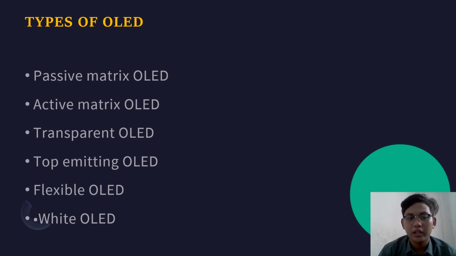So let's proceed to the types of OLED. First one, passive matrix. Second one, active matrix OLED. Third one is the transparent OLED. Fourth one is the top emitting OLED. The fifth one is the flexible OLED. And lastly, white OLED.